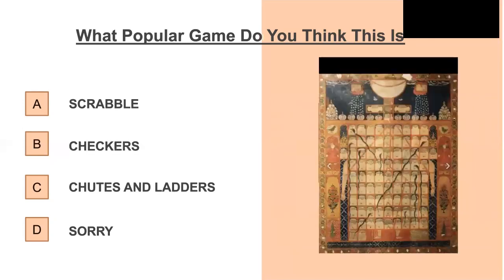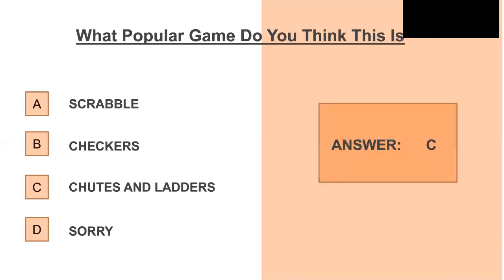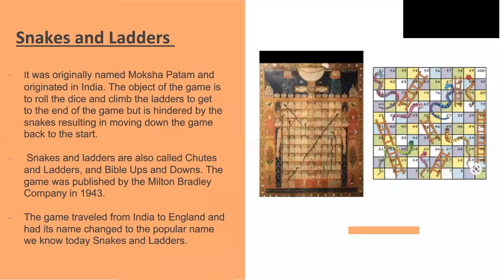Can you guess what this game is? A. Scrabble, B. Checkers, C. Chutes and Ladders, or D. Sorry. The answer is C. Chutes and Ladders.